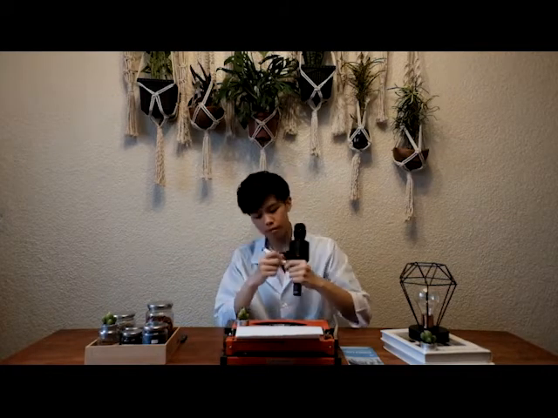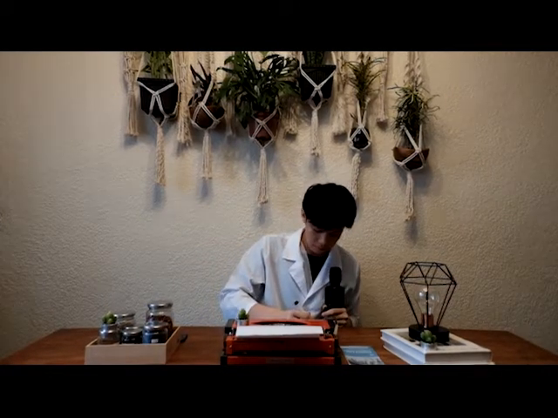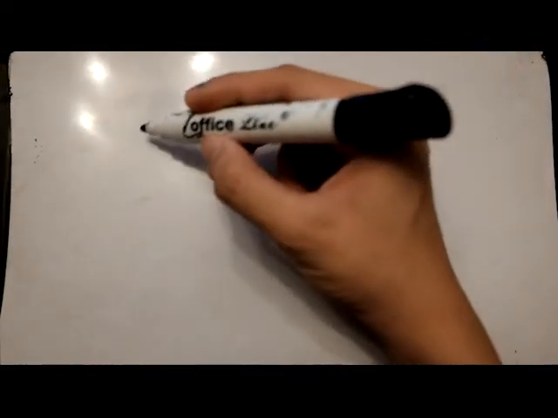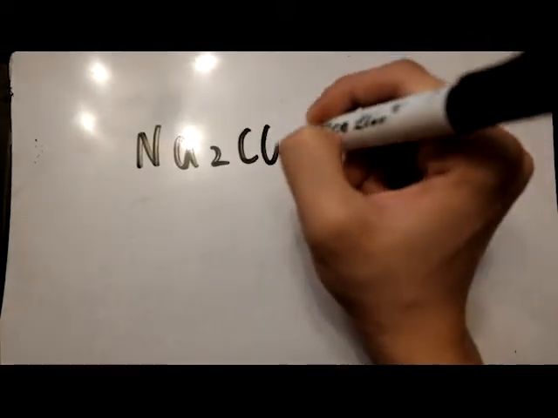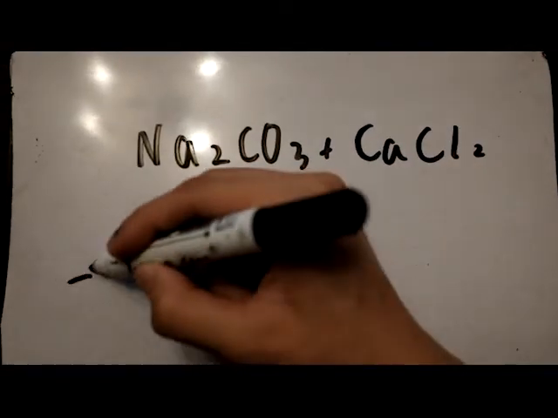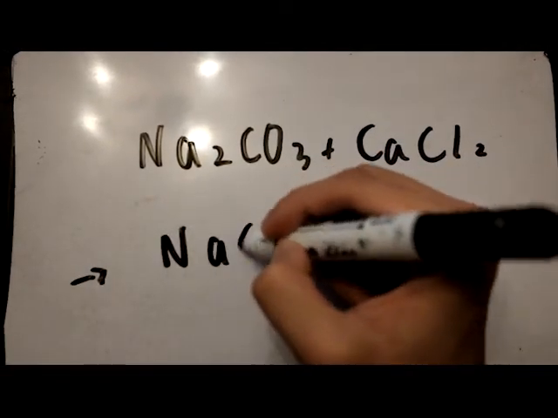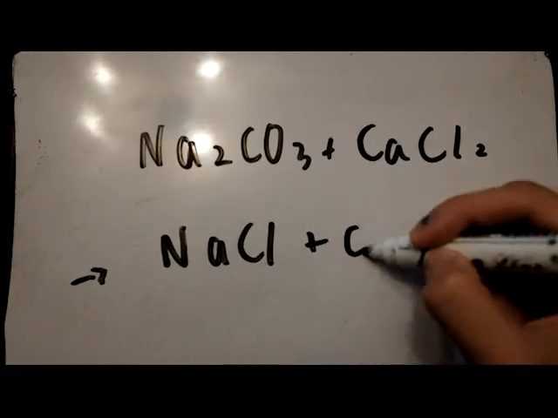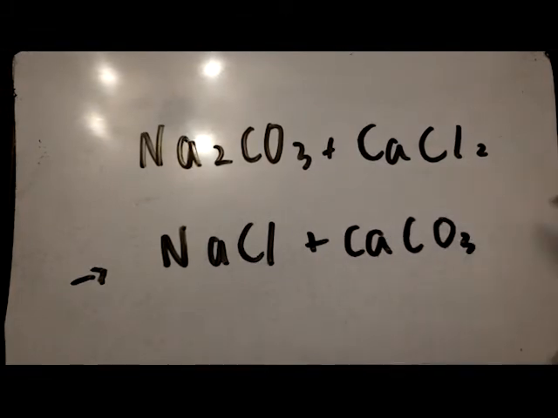There are 2 cases of double displacement. The first one happens when there are 2 or more ionic compounds present in the reactants. For example, combine sodium carbonate with calcium chloride and you will make sodium chloride plus calcium carbonate, and you balance the equation.